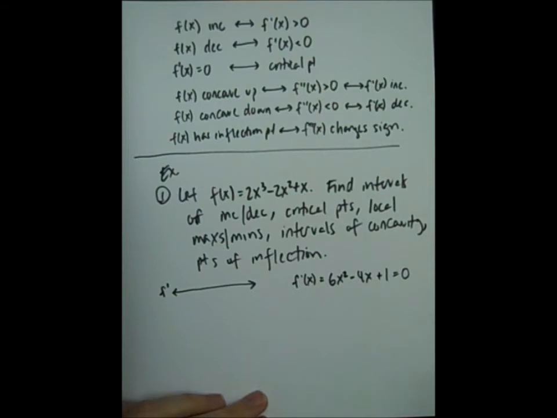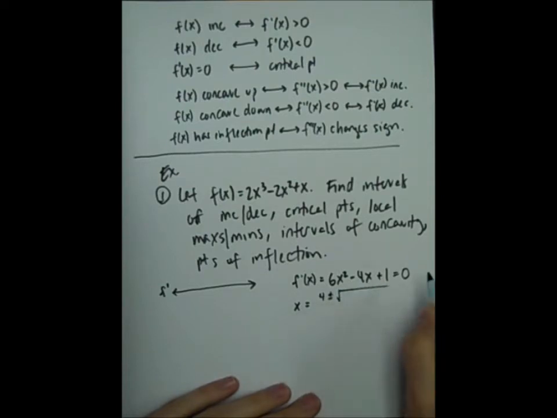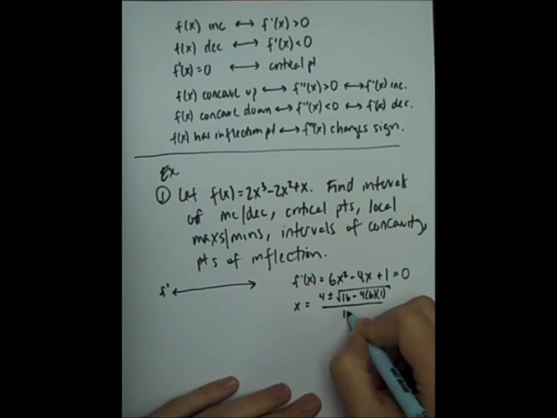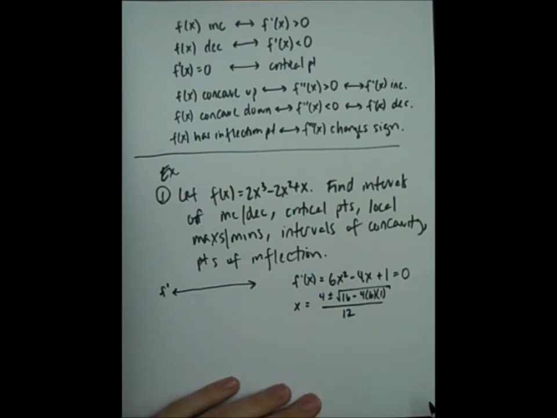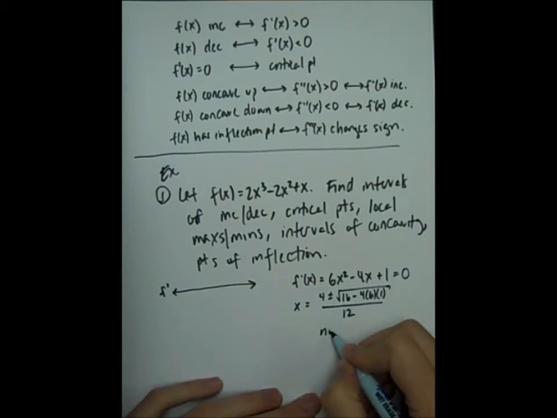Set this equal to 0. And now I can try to factor, or I can use the quadratic formula. So this will tell me that x is 4 plus or minus the square root of 16 minus 4 times 6 times 1, all over 12. So how many points do I have? Well, 16 minus 24 is negative, so I have no solutions here.